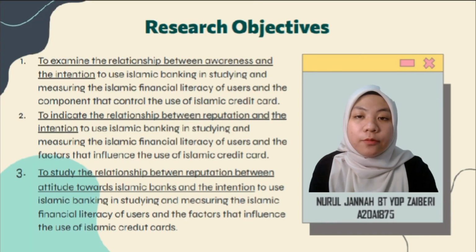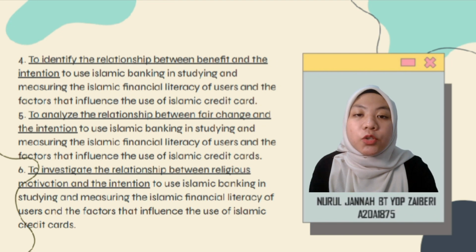Next, research objective. Number 1, to examine the relationship between awareness and the intention. Number 2, to indicate the relationship between reputation and the intention. Number 3, to study the relationship between attitude towards Islamic banking and the intention. Number 4, to identify the relationship between benefit and the intention. Number 5, to analyze the relationship between fair change and intention. Number 6, to investigate the relationship between religious motivation and the intention.